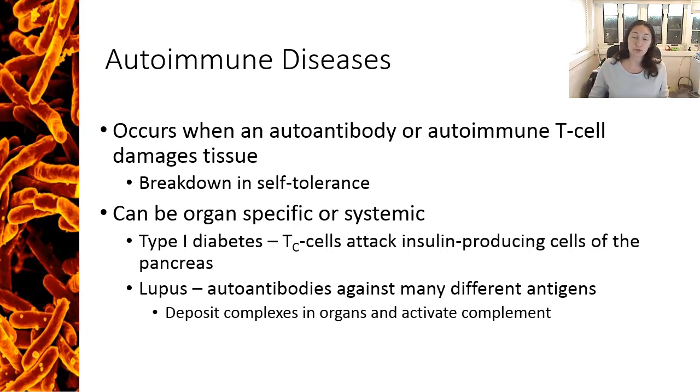You can also have autoimmune diseases that are what we call systemic. They're attacking tissue throughout the entire body. A good example of this is lupus, which has autoantibodies that are binding lots of different antigens in all of your tissues. That gets stuck in your organs and ends up activating complement. Remember, that complement cascade can lyse your own cells just as easily as it can lyse bacterial cells. And so we start destroying cells among lots of tissues in our own body.